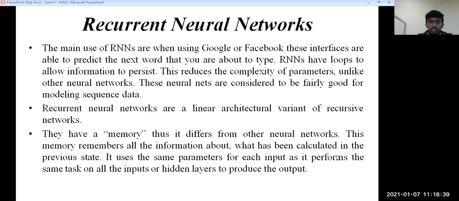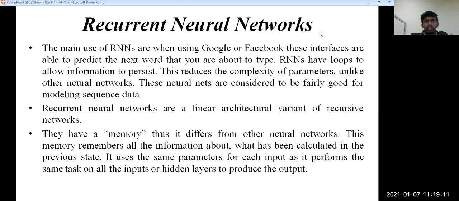So these neural networks are considered to be fairly good for modeling sequence data. From the initial style, we are discussing that this can be used for your sequential data processing or time series predictions. Okay, so recurrent neural networks are a linear architecture variant of recursive networks. It is much similar to your recursive networks, but linearly it looks a bit different. Okay, so as I said, they have a memory, thus it differs from other neural networks.